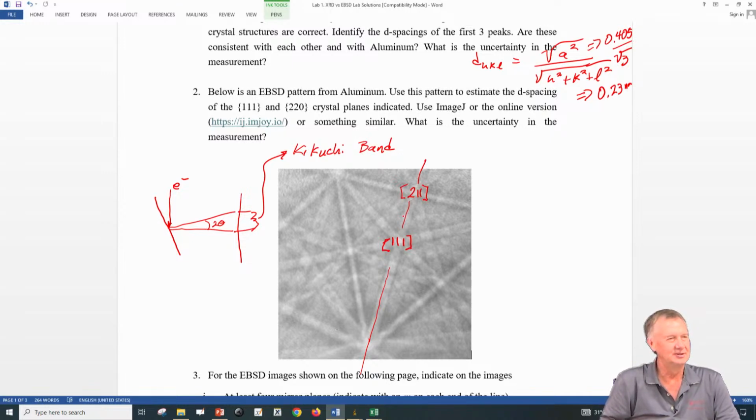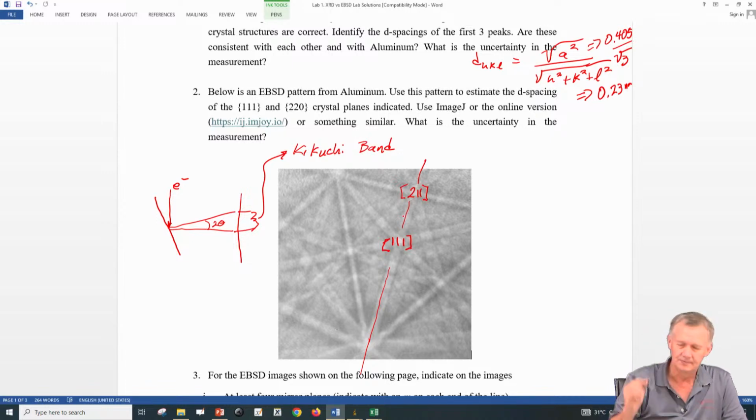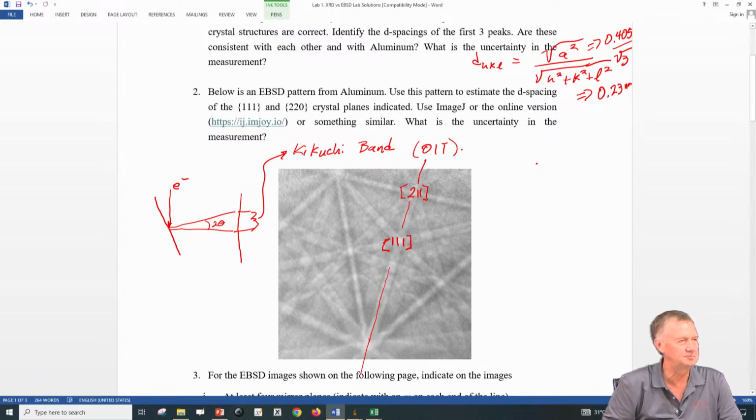It's okay. Say again. 0, 1 bar 1. Like that? Does everybody agree with that? Okay. So it's a 110 type.